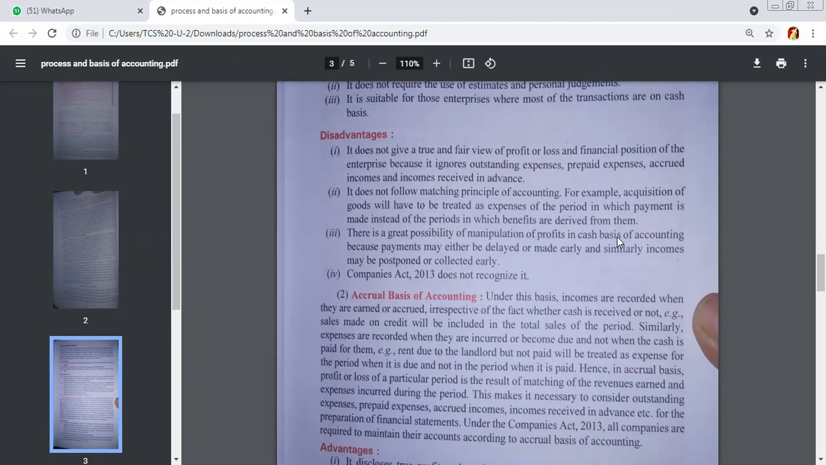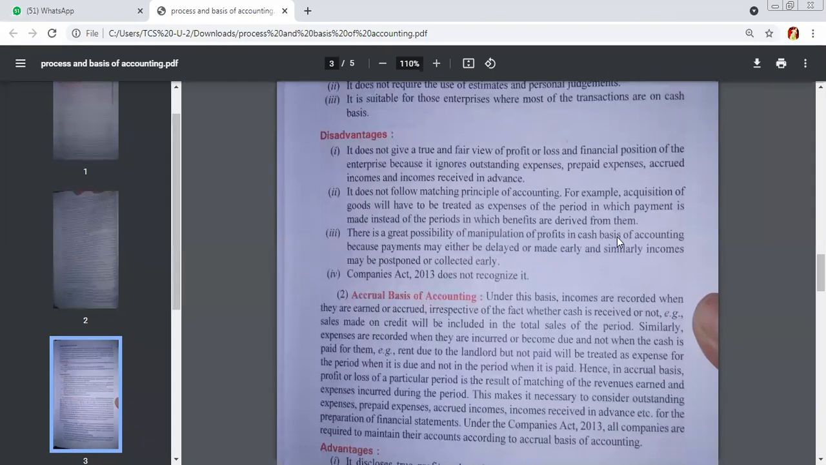That will not be correct at all, because you consider only whatever you receive in cash or pay in cash. What about the rest of the transactions that go on in huge amounts in the business? Business cannot survive without these items. Outstanding expense will definitely be there in any business. Prepaid expense will be there in any business. Accrued income, unearned income. A business cannot survive in the absence of these transactions at all. So they have to be recorded definitely.